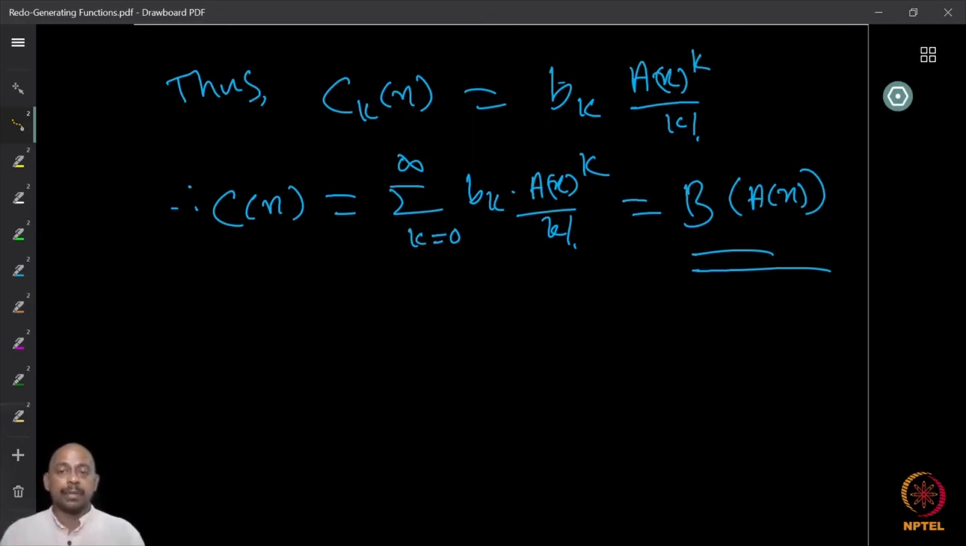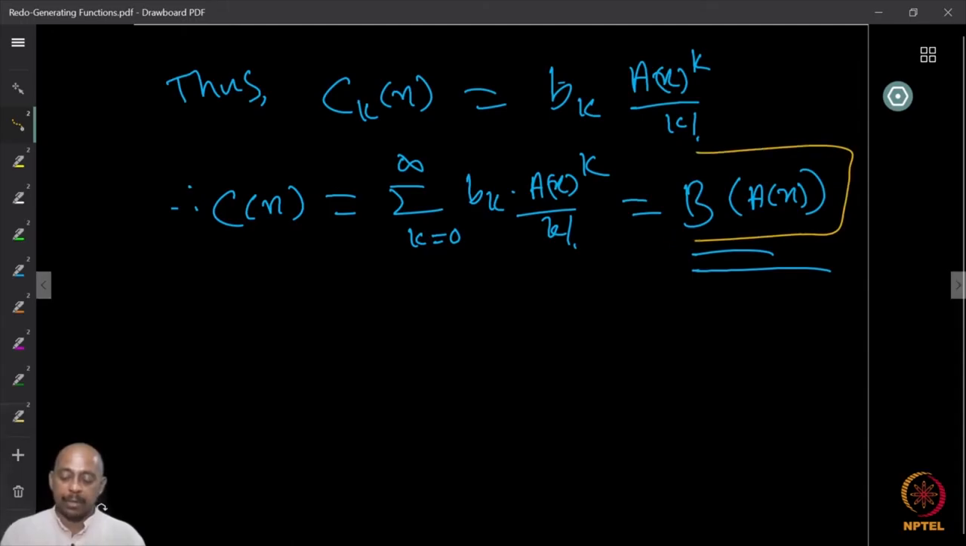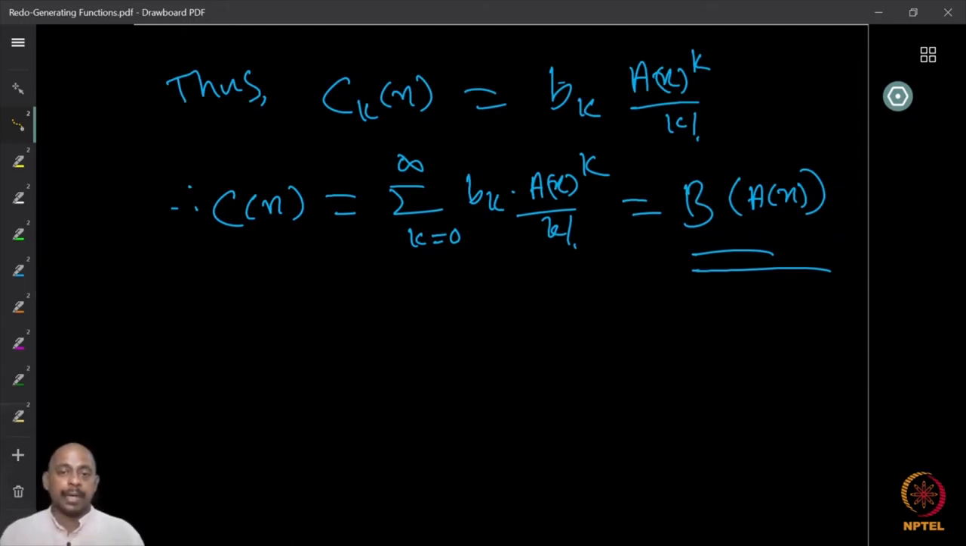But what is this? If you take B of x, B of x is precisely summation b_k into x^k by k factorial. If I replace x with A of x, I will get precisely summation b_k (A(x))^k by k factorial. So therefore, it is the substitution of A of x into B, right, B of A of x. So this is the idea of the proof, right?